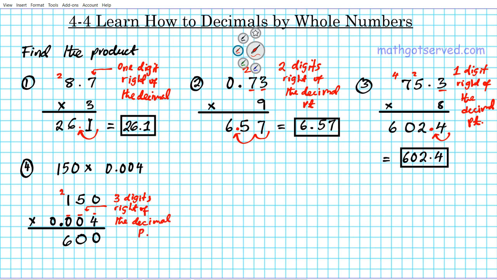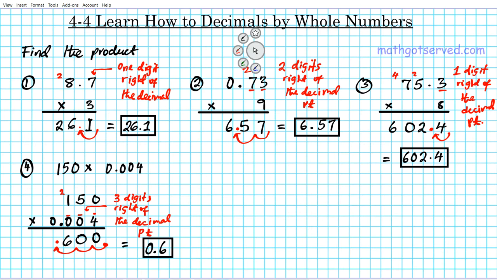So what does that tell us? The placement of the decimal point in our product is going to be 3 digits in the opposite direction. So we're going to go 1, 2, 3. Bam, right there is the placement of the decimal point for your product. Our final answer, ladies and gentlemen, is 0.6. Okay, there you have it.